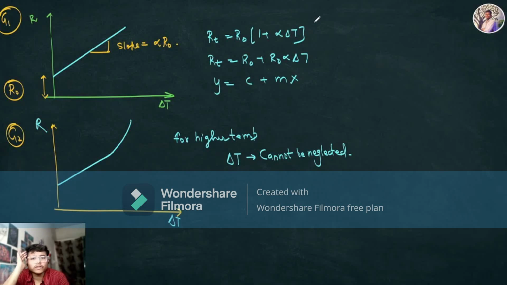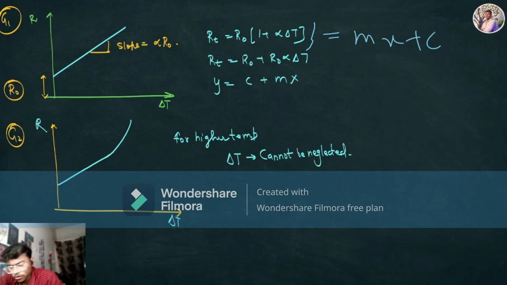So what do these graphs look like? It looks like y equals mx plus c, so there is a constant c intercept. This is for lower temperatures. For very high temperatures, there is a change in the graph. They are not directly proportional or straight line graphs, so their nature will change as well.